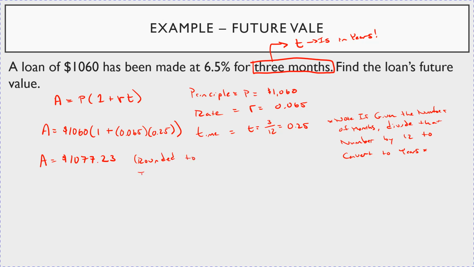Rounded to 2 decimal places. For cents, obviously. Okay, awesome. All right.